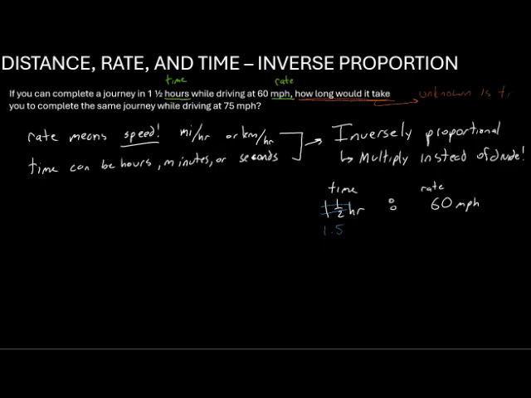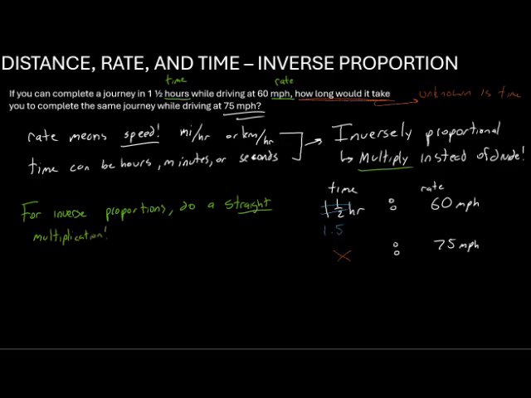Therefore, for our second ratio, we'll say that our time is x. The rate that goes with that unknown amount of time is 75 miles per hour. We'll write that here. Now, since we are inversely proportional, we will not do a cross product. We're going to do a straight multiplication. Therefore, rather than taking 1.5 divided by 60, we'll take 1.5 times 60, and that's only because they're inverse proportions.